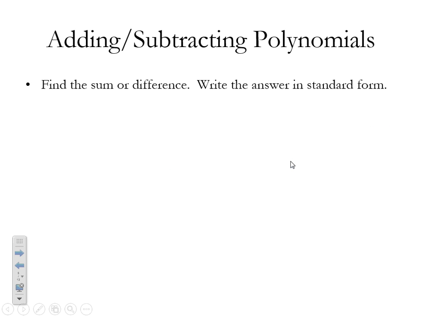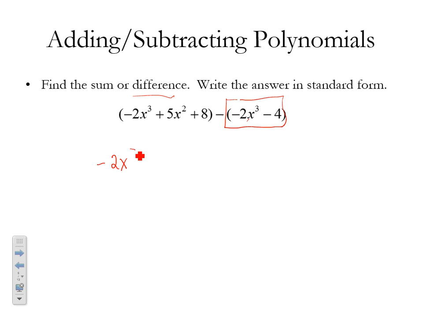Okay, now let's add and subtract polynomials. Find the sum or the difference. All right, in this case, we're finding the difference because they're being subtracted. Now, I'm not just subtracting the first term here. I'm subtracting this whole polynomial. So when I do that, I need to distribute that negative to each term. Negative times a negative is a positive. Negative times a negative is a positive. And now what we're going to do is put the things that look alike together and add them. Okay, so negative 2x cubed plus 2x cubed, that's going to cancel out.